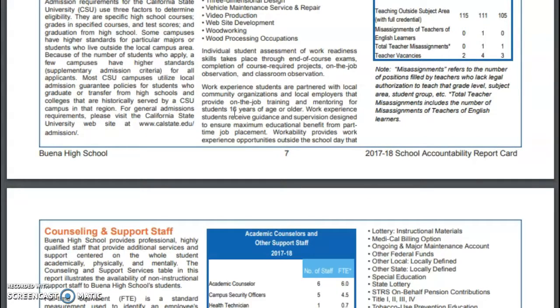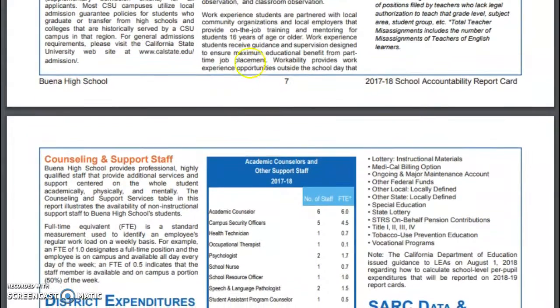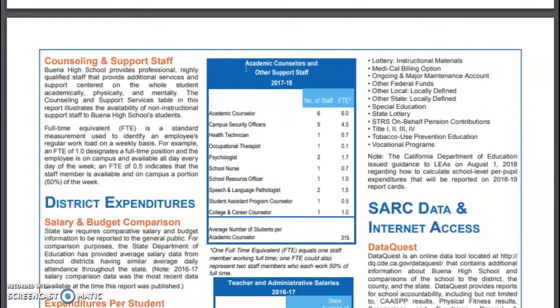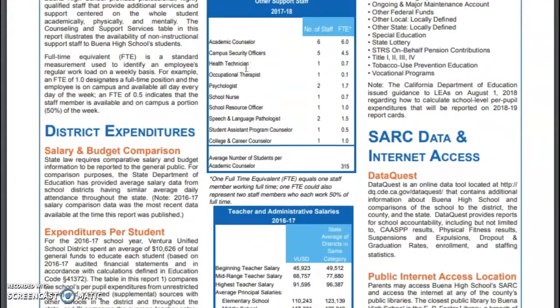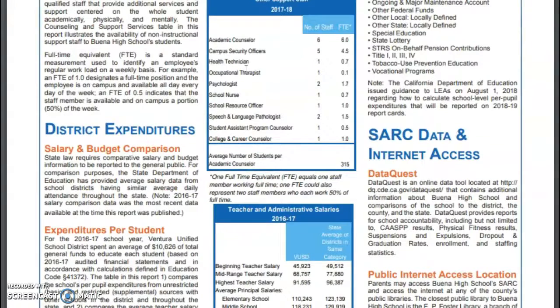And as educators, we can look at these SARCs to get more information that we need to be better educators as well. Hopefully you found this informative, and I encourage you to look up your own school and the SARC that they have for themselves as well.